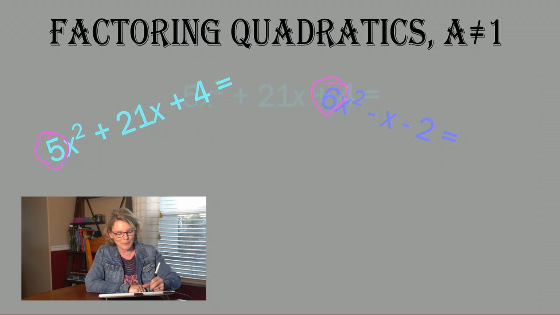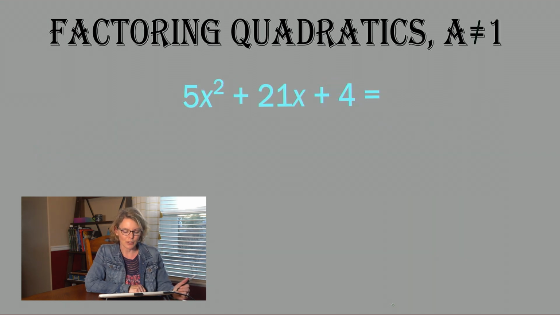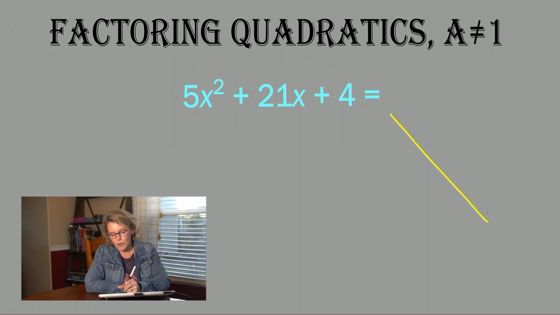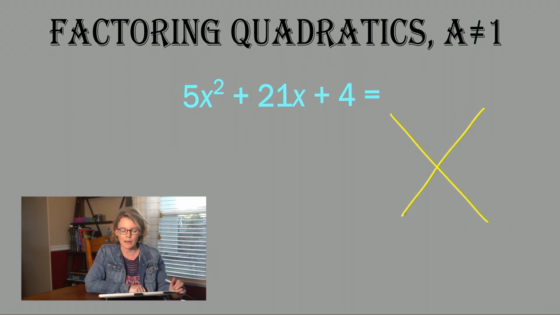Let's get started. If we're asked to factor 5x squared plus 21x plus 4, this is what we're going to do. Remember, when we factor normally, we go ahead and draw an x. That part's going to be the same for this one. Here's where things kind of change first.